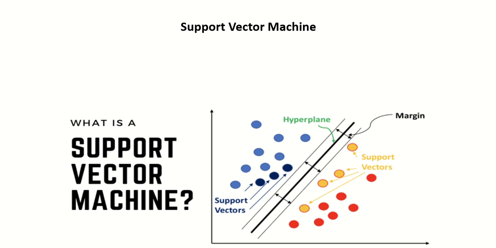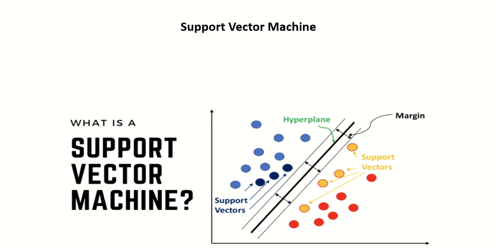So what are support vectors? The support vectors are the data points that are closest to the hyperplane and are critical in defining the position and orientation of the hyperplane. In the image, the support vectors are highlighted with the arrows pointing to them. These points lie on the margin boundaries.